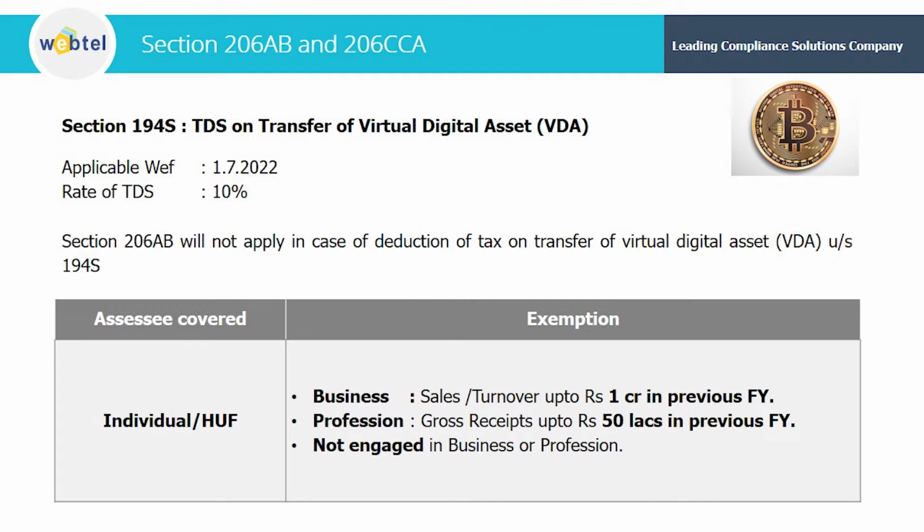Basically, in the case of an individual or HUF who is carrying on a business and the sales turnover is up to 1 crore rupees in the previous financial year, or if the person is carrying on a profession and the gross receipts are up to 50 lakhs in the previous financial year, or in the case of an individual or an HUF who is not engaged in any business or profession, in all these cases, sections 206AB and 206CCA will not apply. That means that TDS at normal rates will be applicable and not the higher rate.